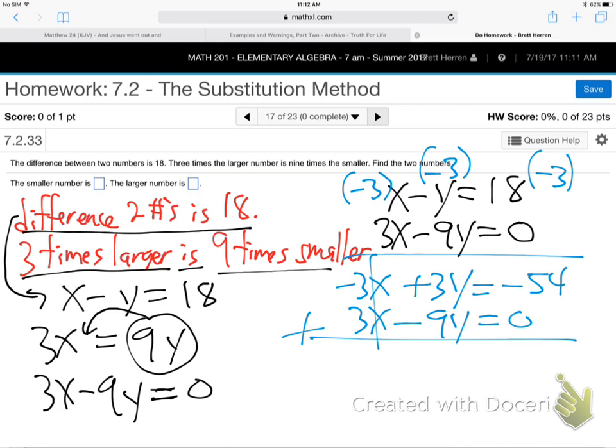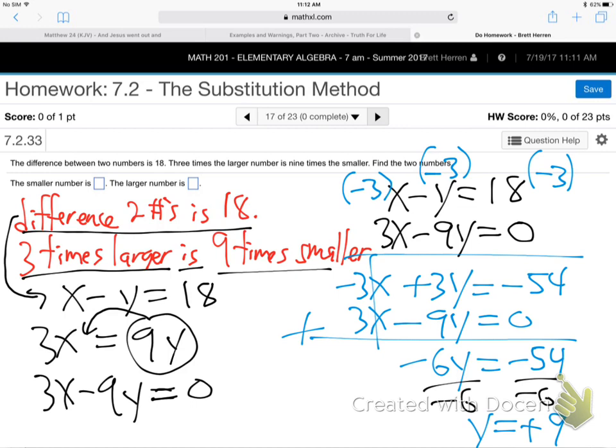So 3y minus 9y is minus 6y. Good to there? Divide by minus 6. So what do we got? Y is positive 9. Right, two negatives, positive 9. We good? So we got that one.